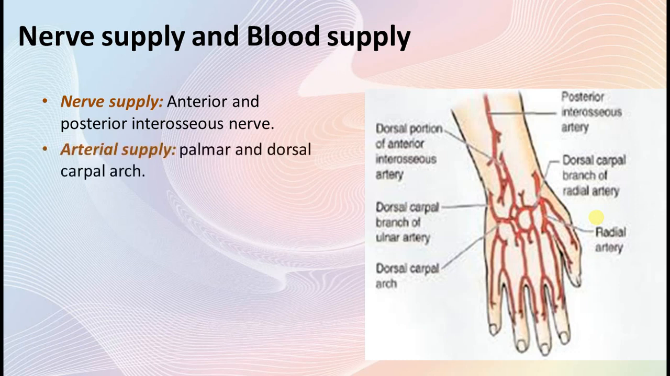Blood supply is mainly by the carpal arch, which is formed in front and behind the wrist joint. So anastomosis around the wrist joint is in the form of palmar and dorsal carpal arches.